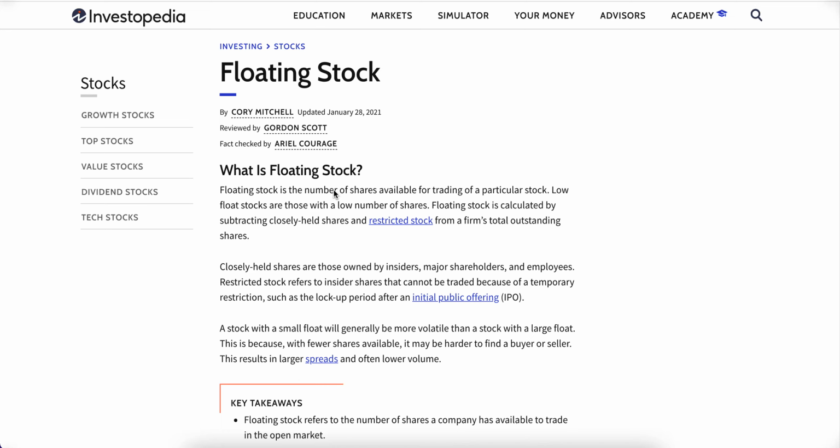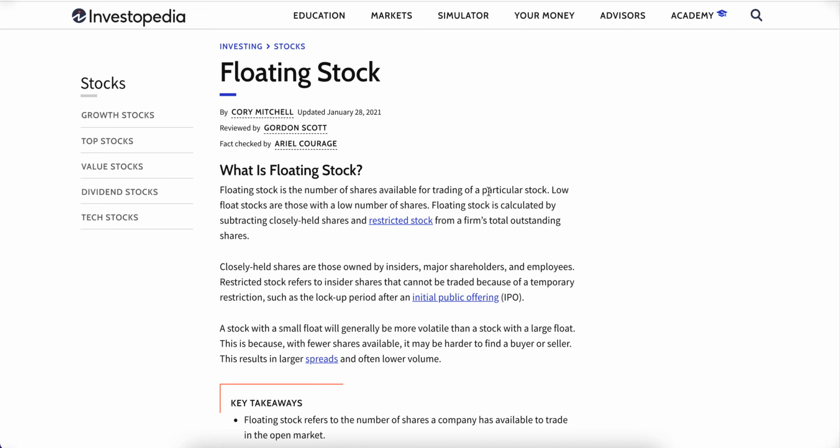So what is floating stock? Let's take a look at Investopedia. Floating stock is the number of shares available for trading, that's very important, of a particular stock. And floating stock is calculated by subtracting closely held shares and restricted stock from a firm's total outstanding shares. So total outstanding shares, you may think about it as the total amount of shares that are being held by the different stockholders. That's basically what it is. But a float gets this number, the total outstanding shares, and subtracts the closely held shares and restricted stock.